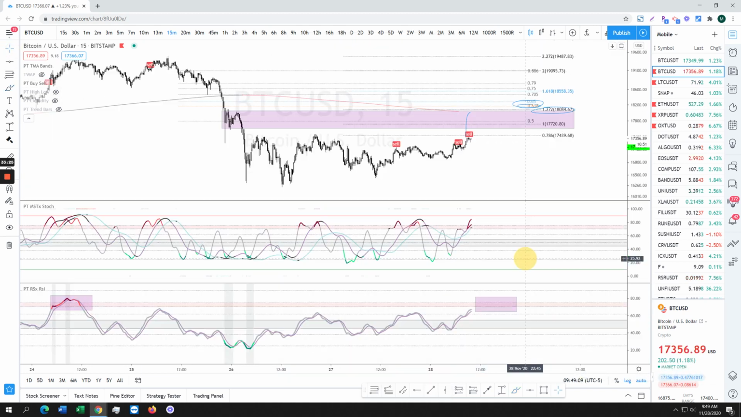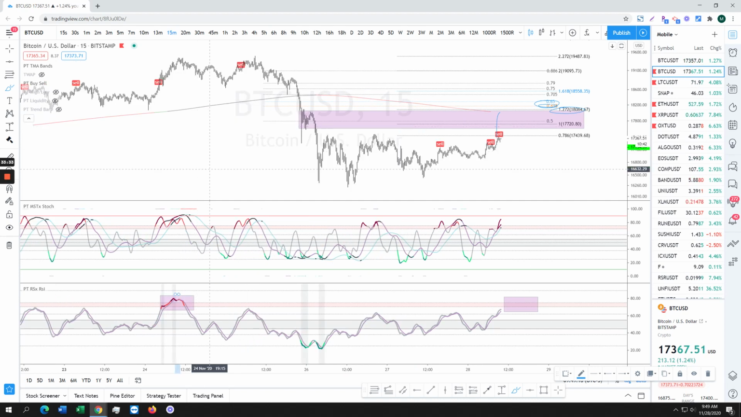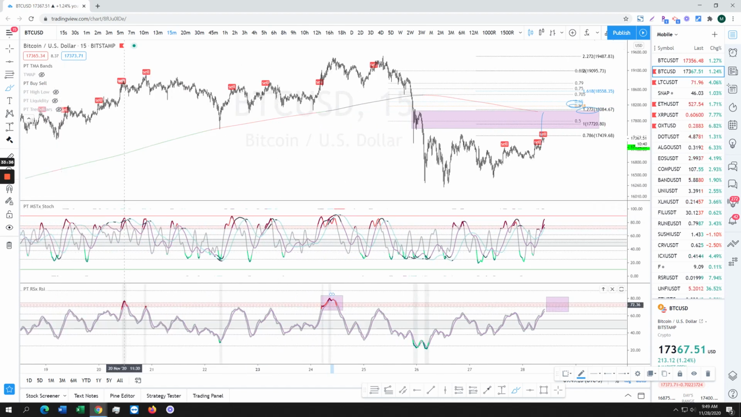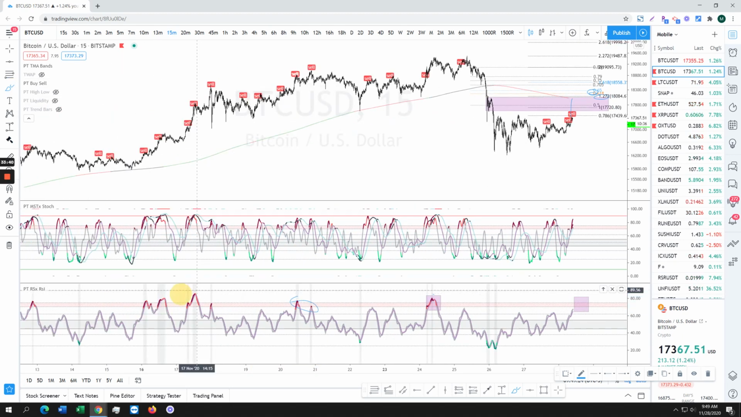What else am I going to tell you? Get your confluence with your RSX. If you see this type of behavior on this side and you're around this area with the fibs, short it. Don't question it. Look at the RSX. It's literally called every single top and bottom on your 15-minute. Literally everything. Just short it when you get up there.